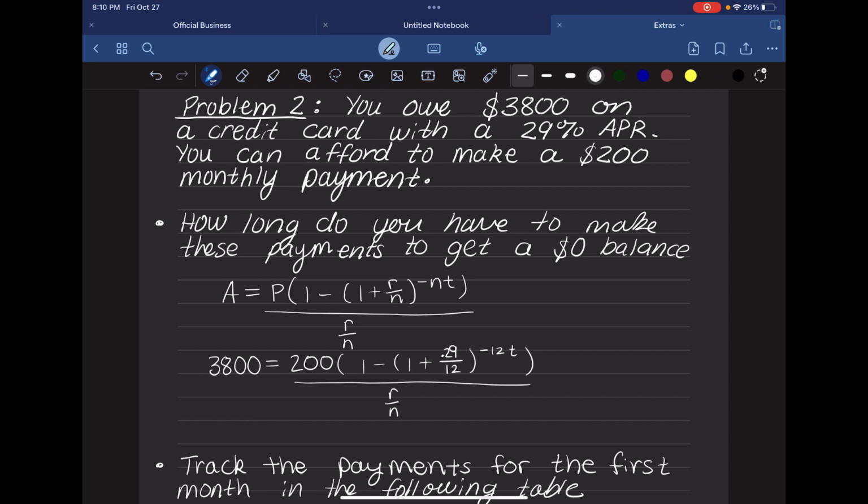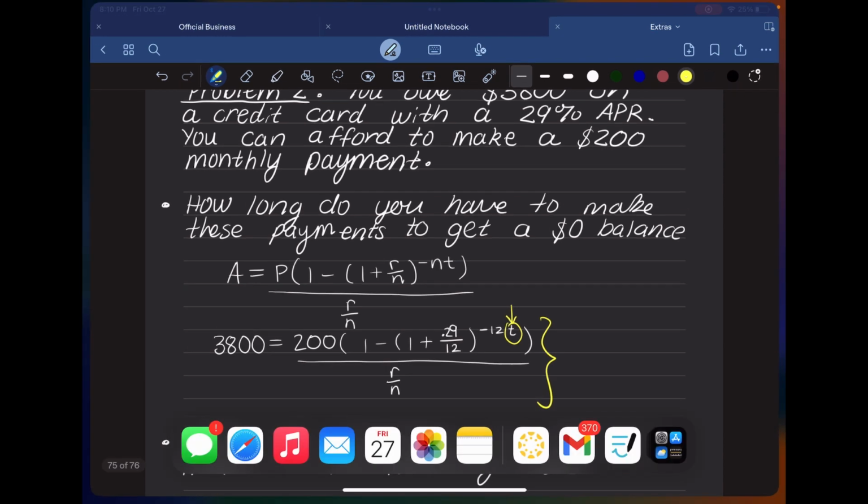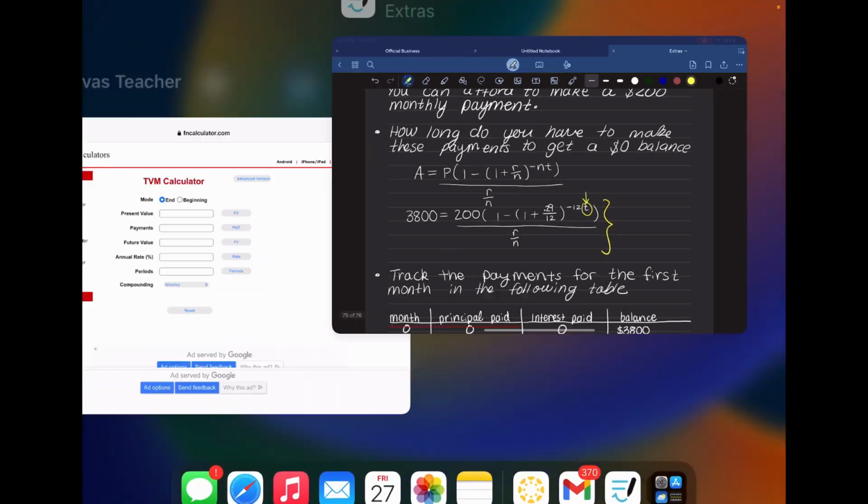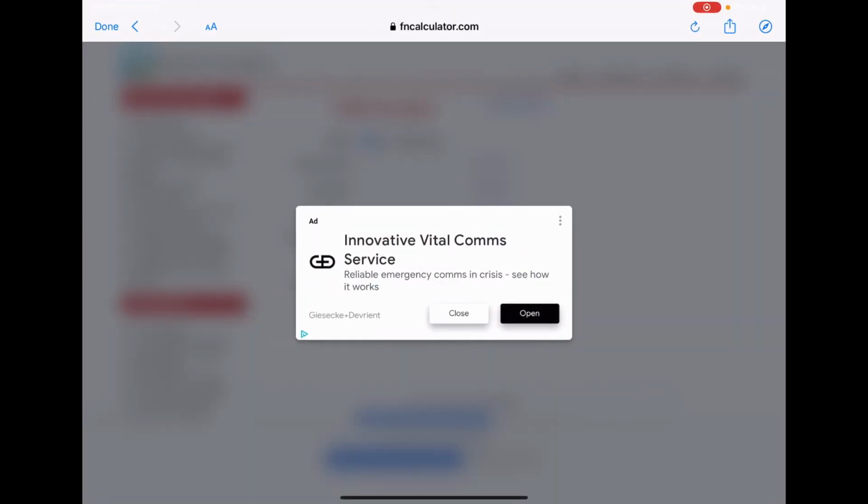Now, here's the problem that we run into with this. Technically, we can go through some algebra and solve for this T here. But it's a lot more difficult than, for instance, solving for P in the previous problem, because instead of just having multiplication and division to deal with, we have this whole exponent and everything. And so here's where I actually linked in the homework a TVM calculator.